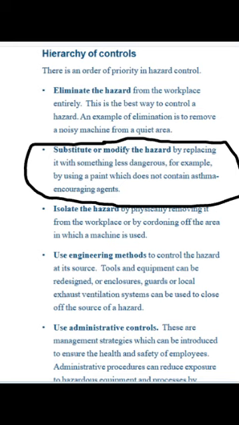And as you can see here, out of all the hierarchy of controls, we have selected to substitute or modify the hazard by replacing it with something less dangerous. We have selected this as we think this is more feasible and economically correct.